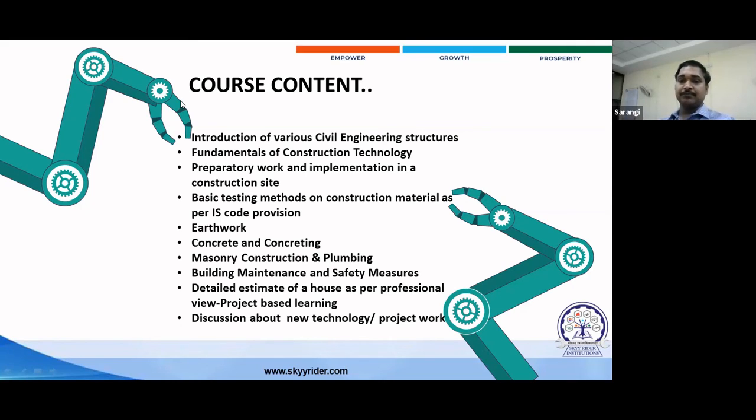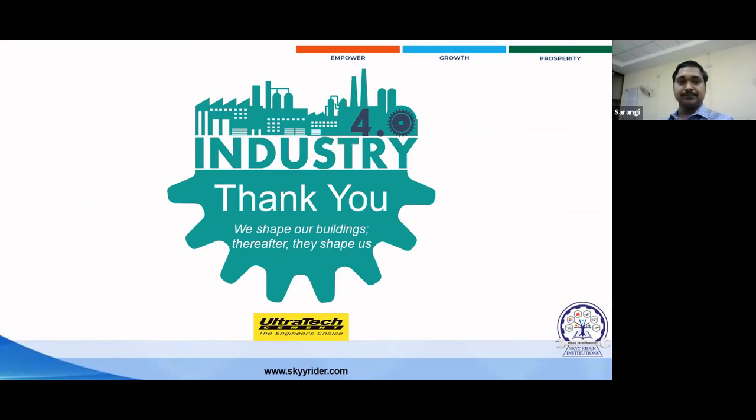And based on the field, we will practice on a small house, where we calculate the quantity of the estimate. Then by using the labor rate and material rate as per the Government of Odisha, we can easily calculate the approximate cost of a house, and discuss the new technology invented by different agencies for achieving effective and smart works in the project.